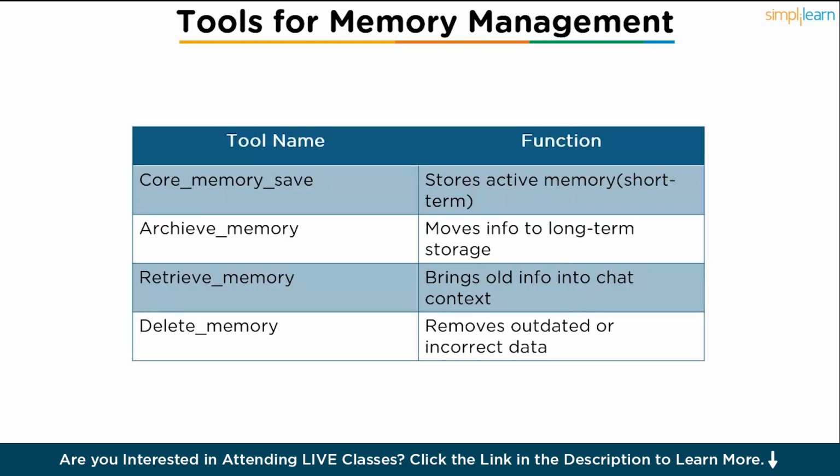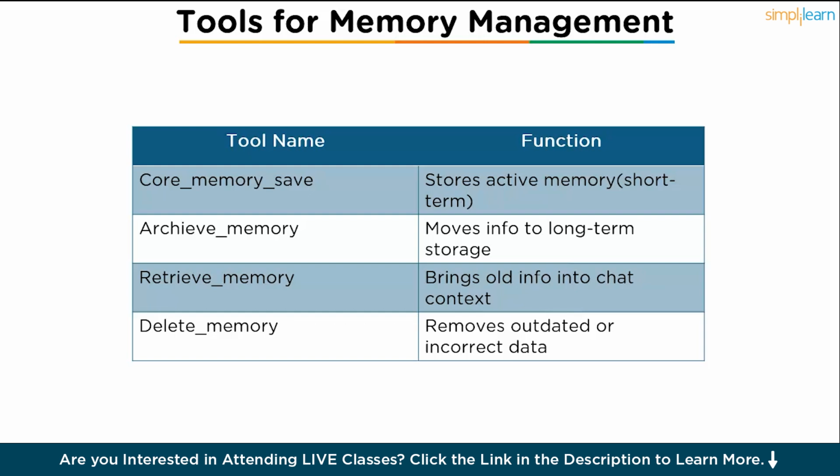Let us see some of the tools used for memory management. Memory management in Letta relies on specialized tools designed to handle data efficiently and adaptively. Here's how each tool functions. Firstly, we have core memory save. This stores active memory used for immediate short-term tasks. Second, we have archival memory, which moves information to long-term storage, preserving critical data for further retrieval. Third, we have retrieve memory, which brings previously stored data into active conversation context when needed.